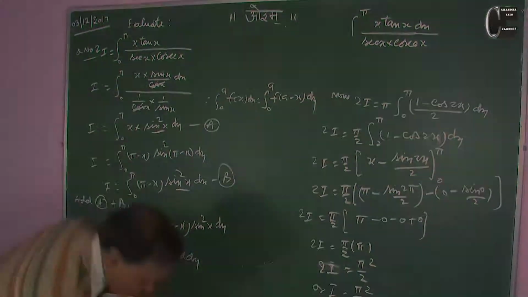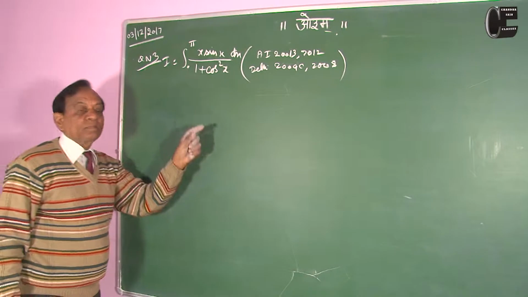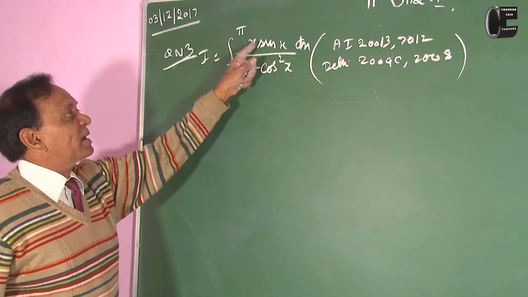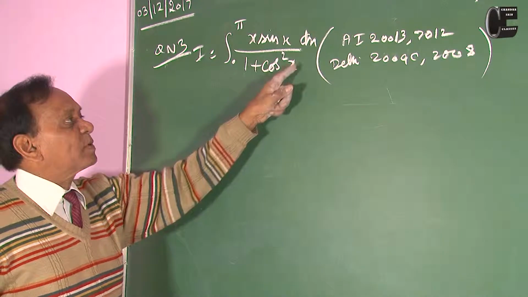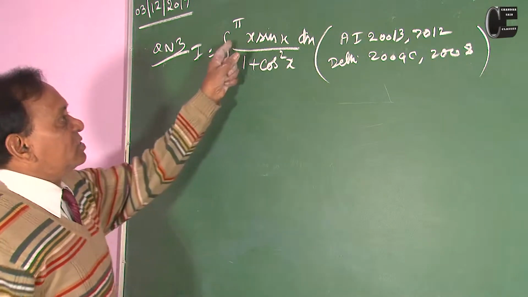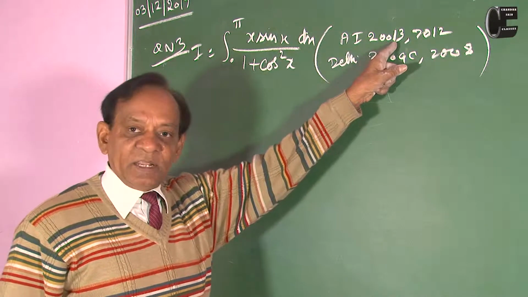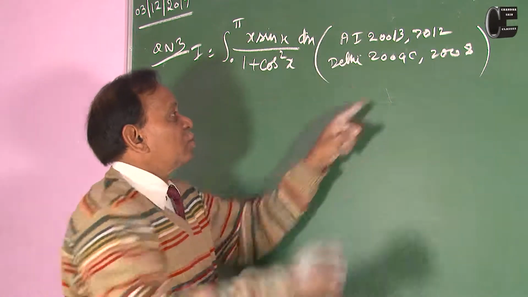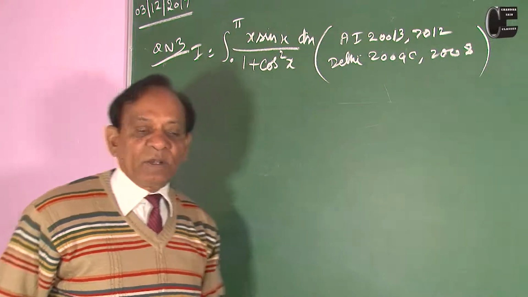We take the next question. Question number 3: integrate from 0 to pi x sin x divided by 1 plus cos square x dx. Applying the same property. This has been asked in All India 2013, 2012 and in Delhi board 2009, compartment 2008.